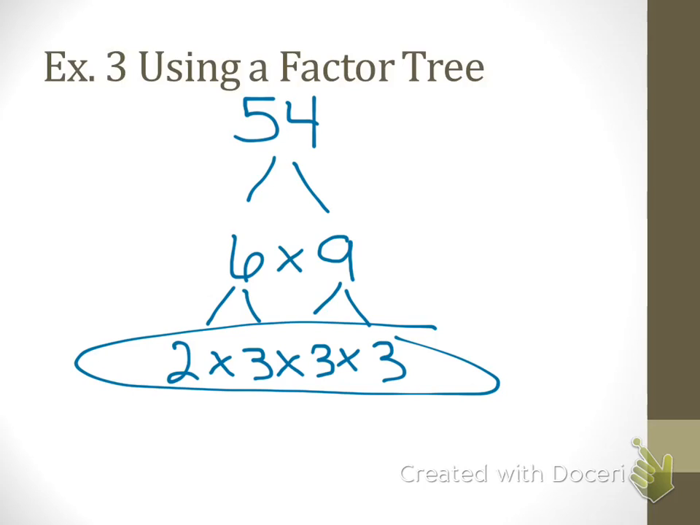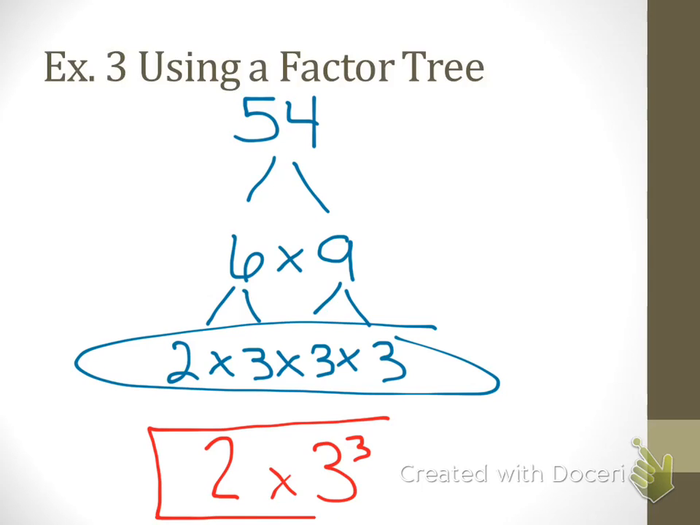Anytime you have repeated factors in your prime factorization, do you see a number that repeats itself? 3. You're going to write it as a power. So our simplified answer would be 2 times 3 to the third power. 2 times 3 to the third power. And that's your answer. Okay?